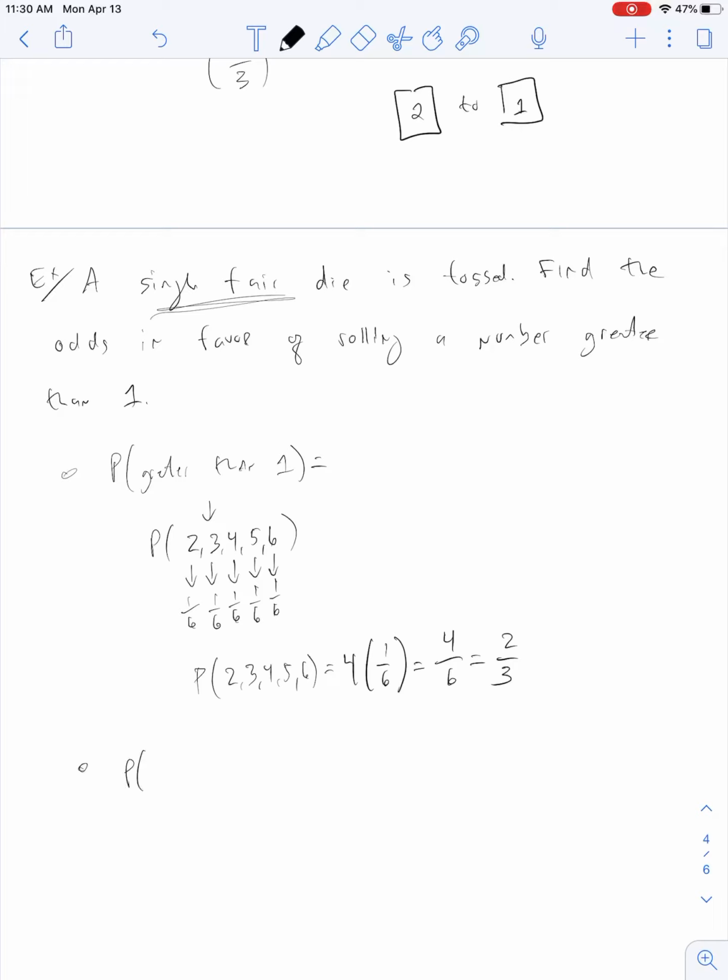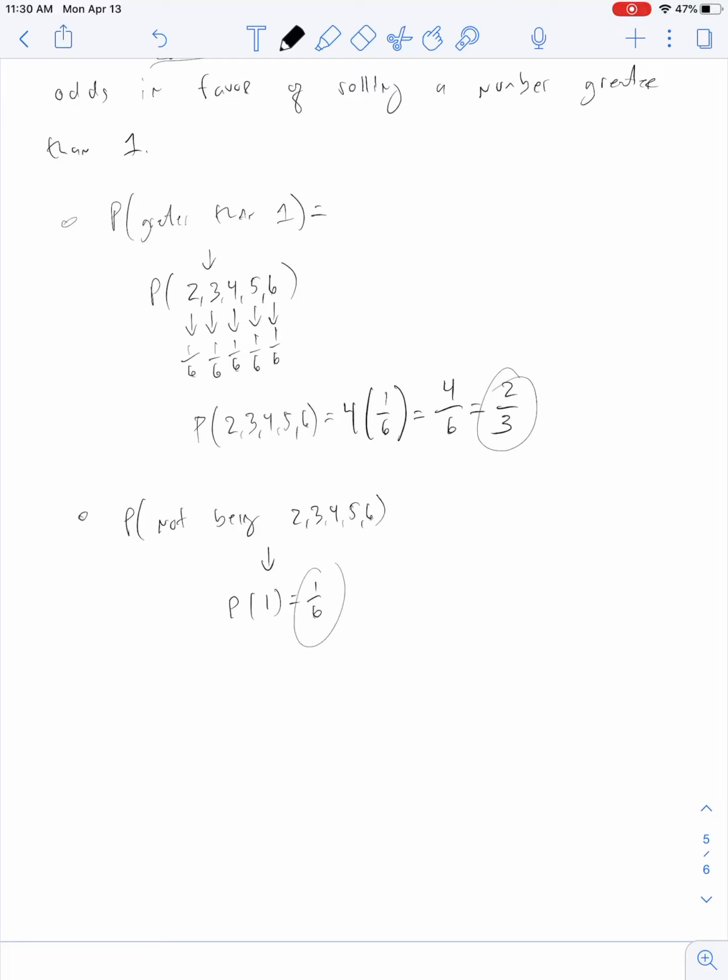So we want now, once again, we're always doing the opposite, right? So now we want the probability of it not being 2, 3, 4, 5, 6, which means if it can't be that, your only option is 1. And the probability of it being a 1 is 1 over 6. So now we use these two numbers. We have 2 over 3 over 1 over 6, which gives us 2 over 3 times 6 over 1.